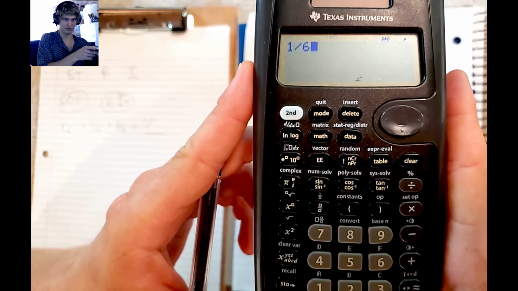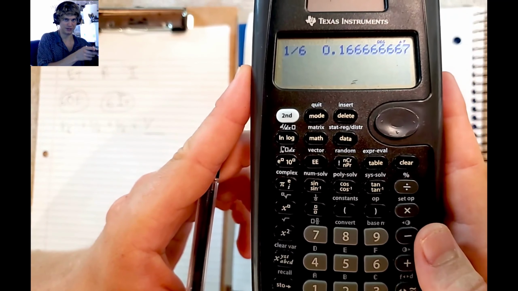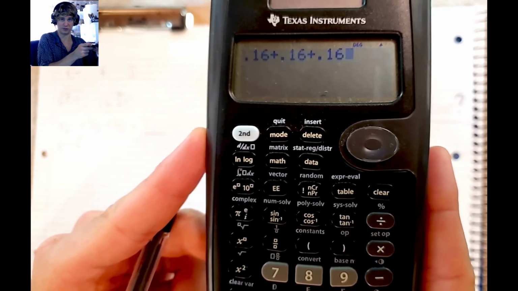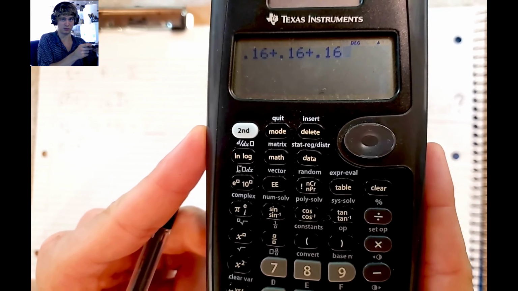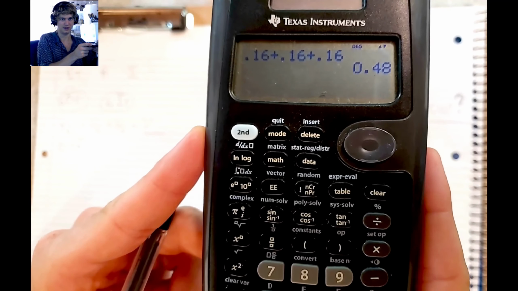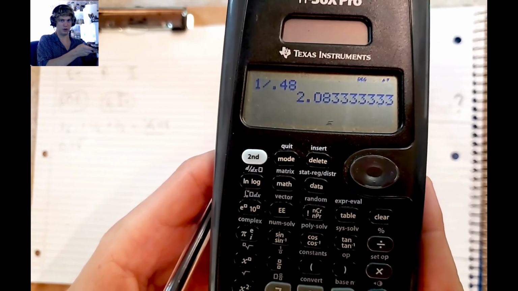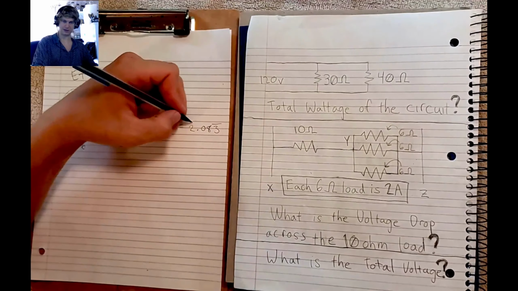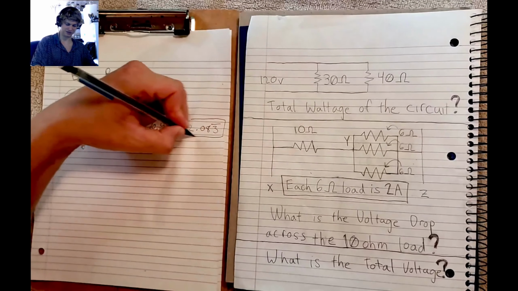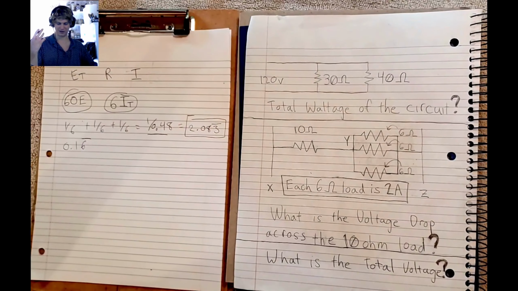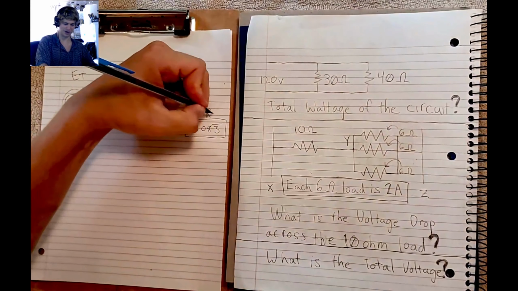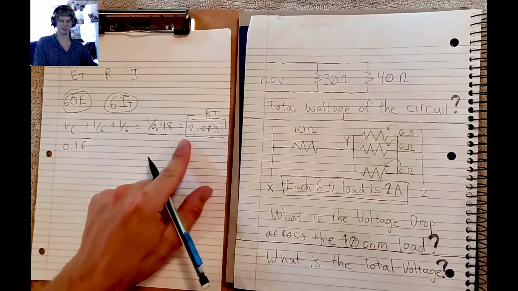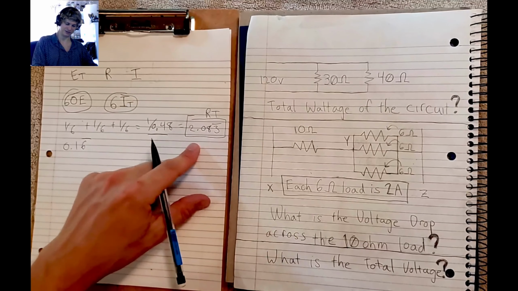Okay, so again, 1 over 6, we're going to get 0.16 repeating. So I'm going to keep the numbers as small as possible for this example. 0.16 plus 0.16 plus 0.16 equals 0.48. 1 over 0.48, we have 2.083 repeating. Okay, and there's where we have that decimal point number now. So now we finally have the resistance total after doing all that, and now we have 2.083, kind of a weird number because it's basically 2, but you have a little bit of something there.